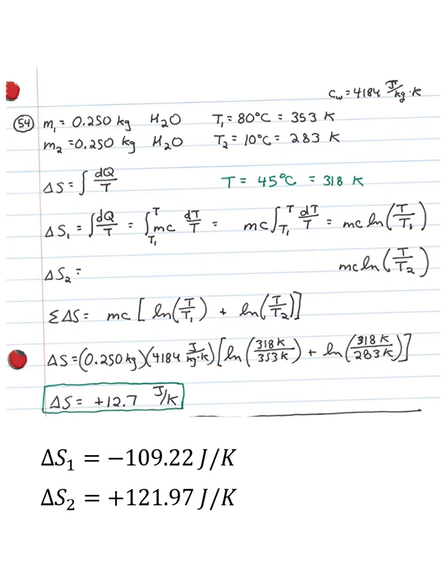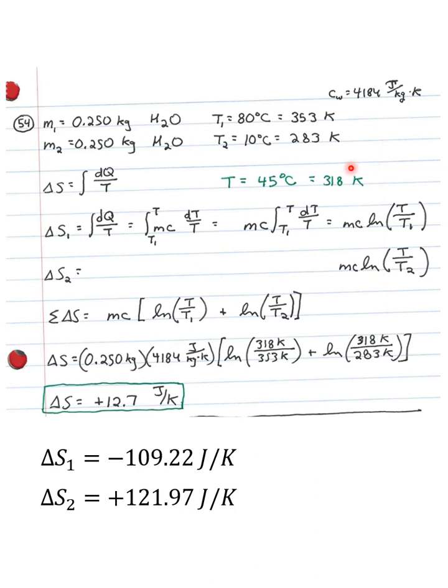Number 54, an entropy question. We have equal masses of water, 250 grams. One is hot at 80 degrees Celsius, the other is cool at 10 degrees Celsius. Find the entropy change for the hot, the cool, and the entire system.